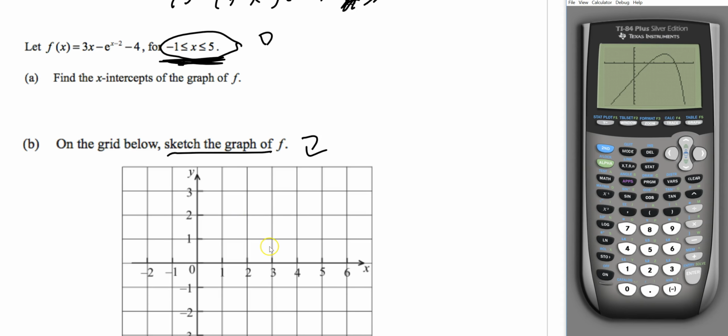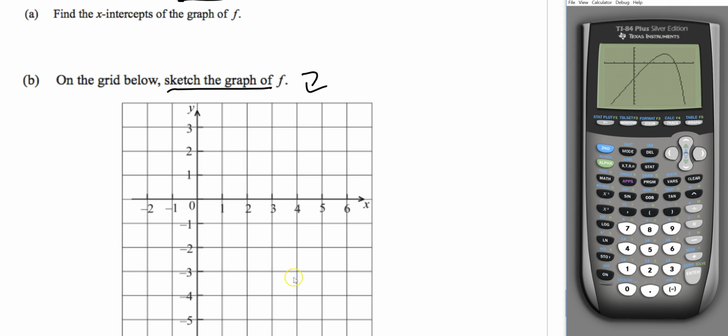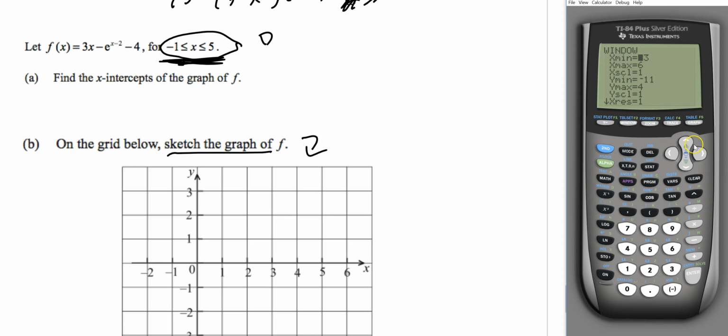And actually, let me fix this. See how my domain is -1 to 5? They're trying to trick me here into going all the way. I just want to go -1 to 5. That's my domain. I can't go any further than that. So let me readjust my window. Let's go -1 to 5. You're not going to catch me, Ivy. I know the window's all that, but look at the domain, -1 to 5. So I've got to watch that. That's the only part I'm going to graph.